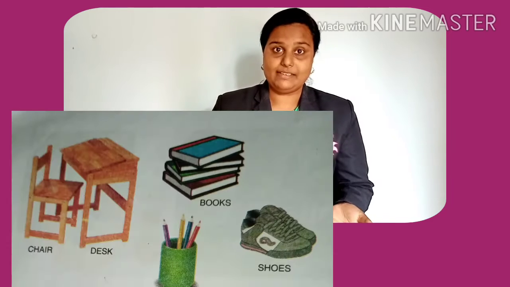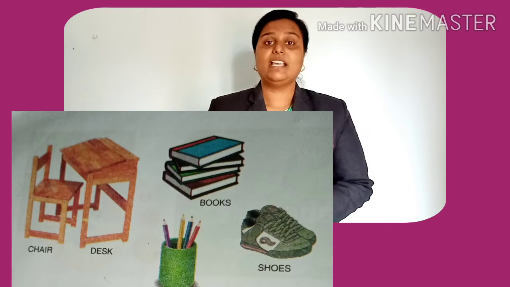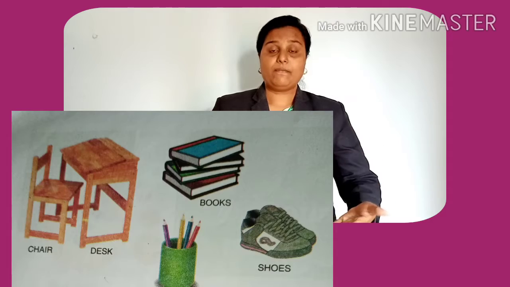Non-living matter is classified into two major groups: natural matter and man-made matter. Natural matter means matter which is produced by nature, so it is called natural matter. Man-made matter means matter which is produced artificially by man.